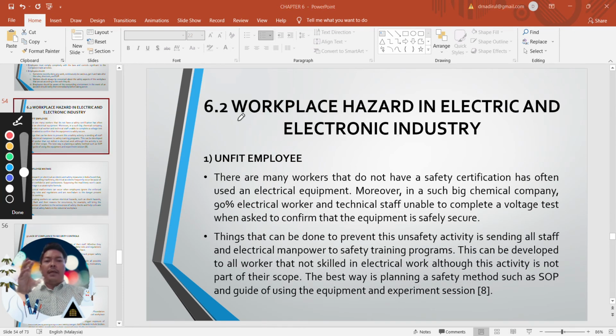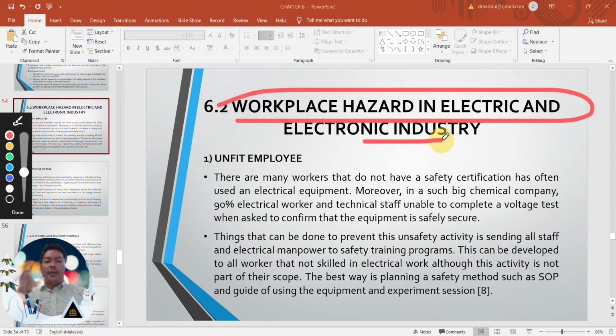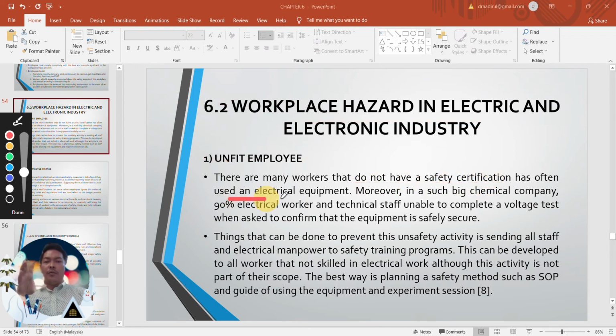Workplace hazards in the electrical and electronic field. Unfit employees. There are many workers that do not have a safety certification who often use electrical equipment or tools. Moreover, in one big chemical company, 90% of electrical workers and technical staff were unable to complete a voltage test when asked to confirm that the equipment is safe and secure.